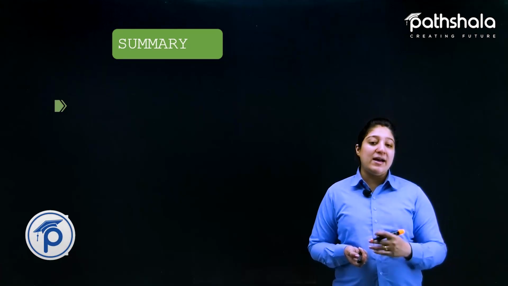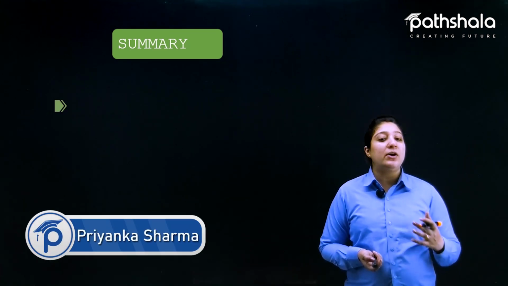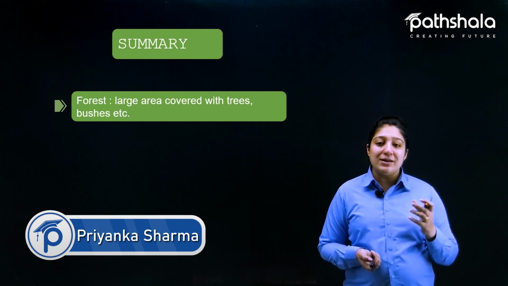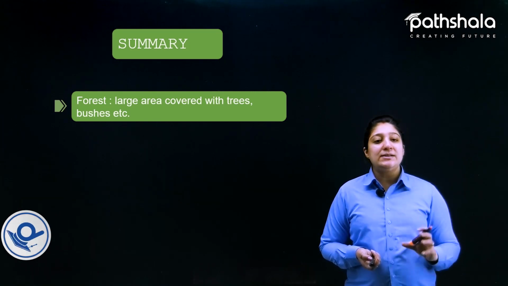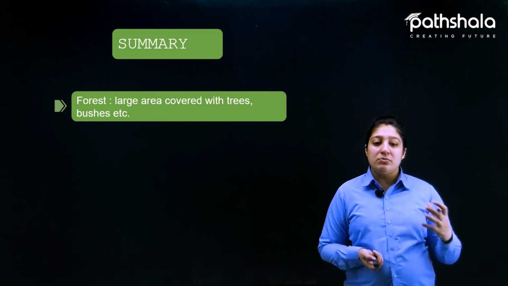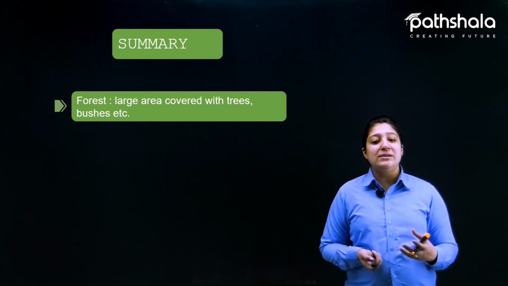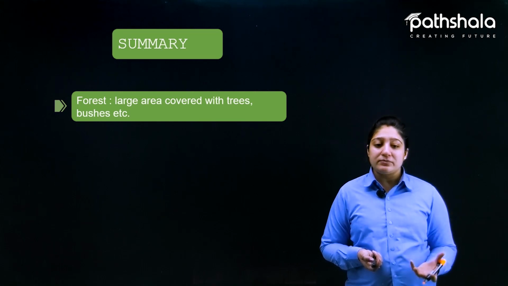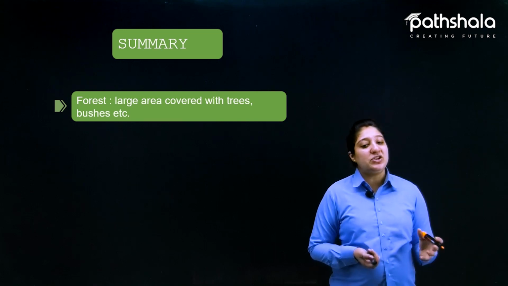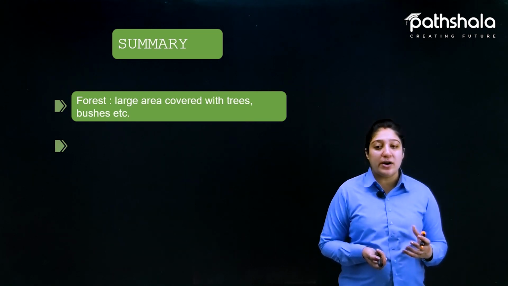Now first of all, as we are saying, the chapter is Forest: Our Lifeline. So the main thing is about the forest. So what is exactly a forest? A forest is a large area that is covered with trees, bushes or other kinds of plants that are present on the earth's surface. Now when a large area is covered with vegetation, that area is known as a forest, right?